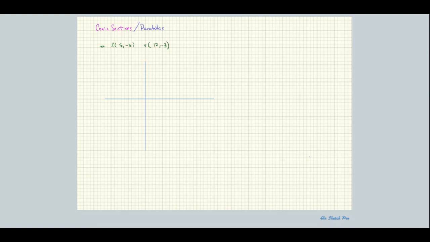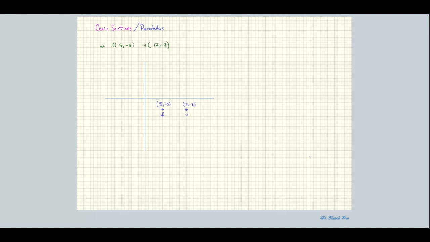So here we go, guys. Here's the point. The focus is at 5, negative 3. Okay, and now the vertex is going to be at 12, negative 3. Okay, so there's the vertex, right?